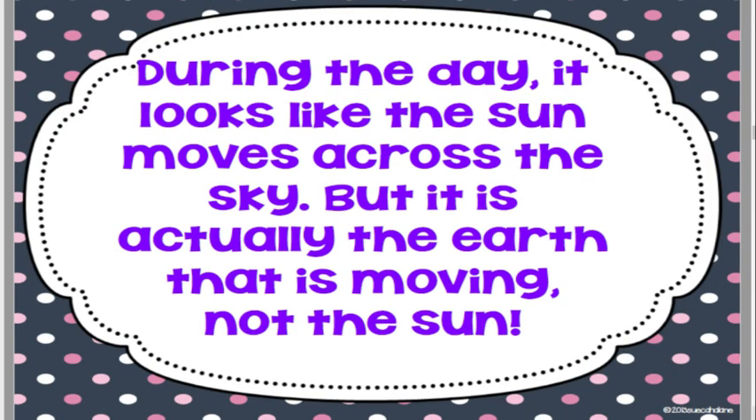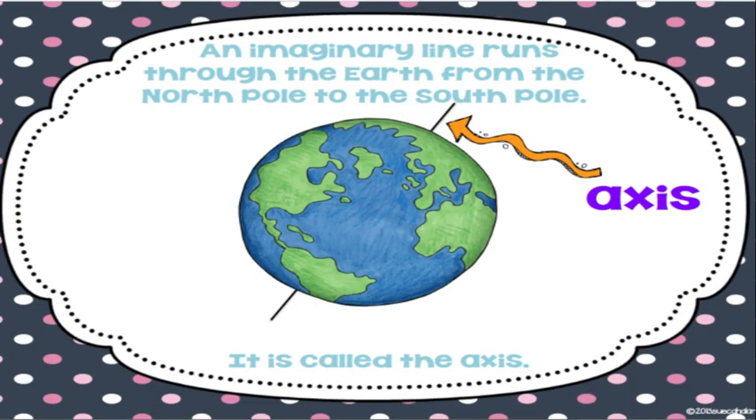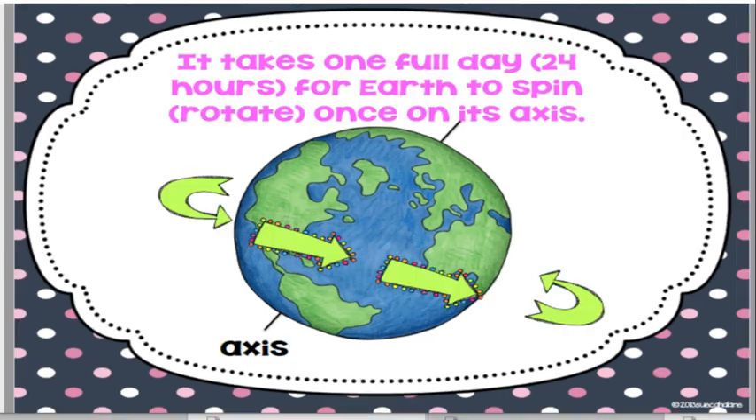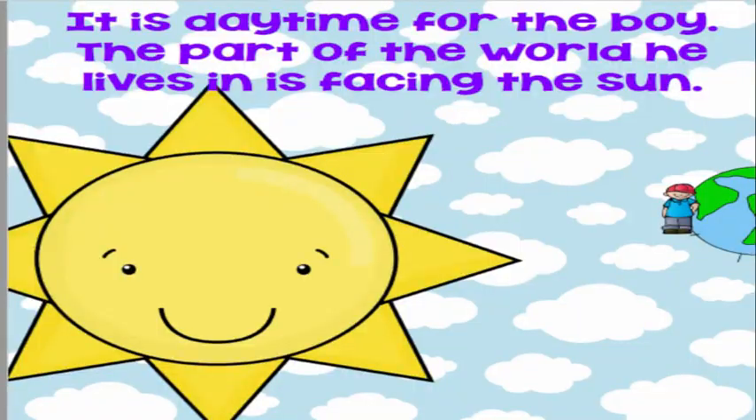During the day, it looks like the sun moves across the sky, but it's actually the earth that is moving, not the sun. Remember that, boys and girls. An imaginary line runs through the earth from the North Pole to the South Pole. This is called the axis. It takes one full day, 24 hours, for Earth to spin or rotate once on its axis.